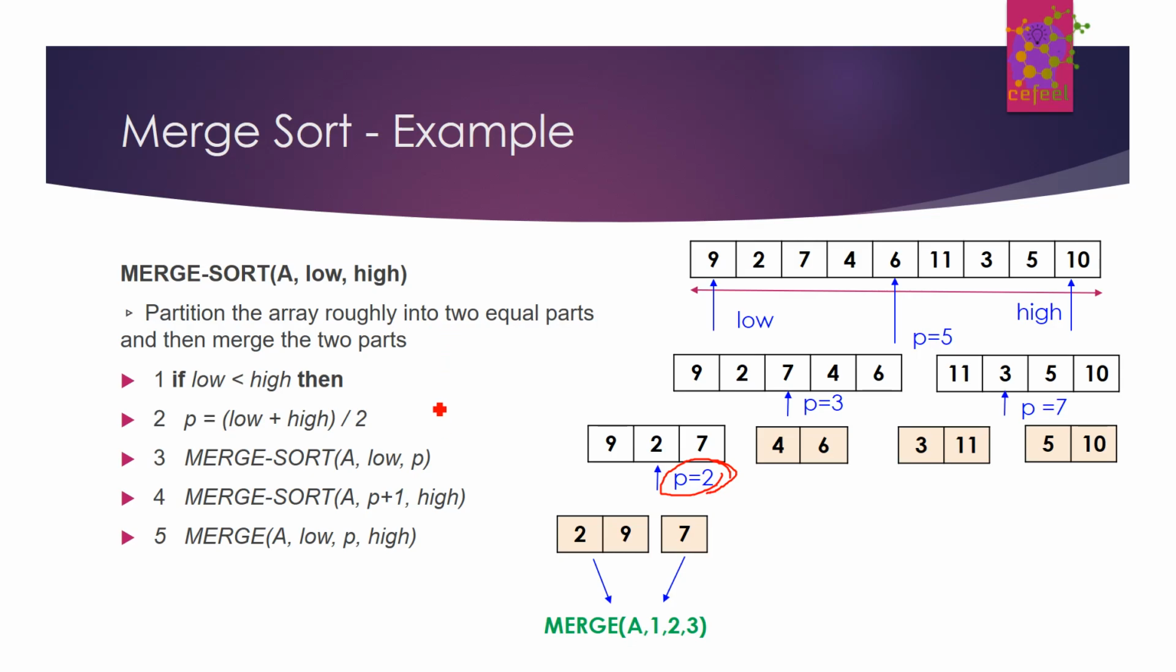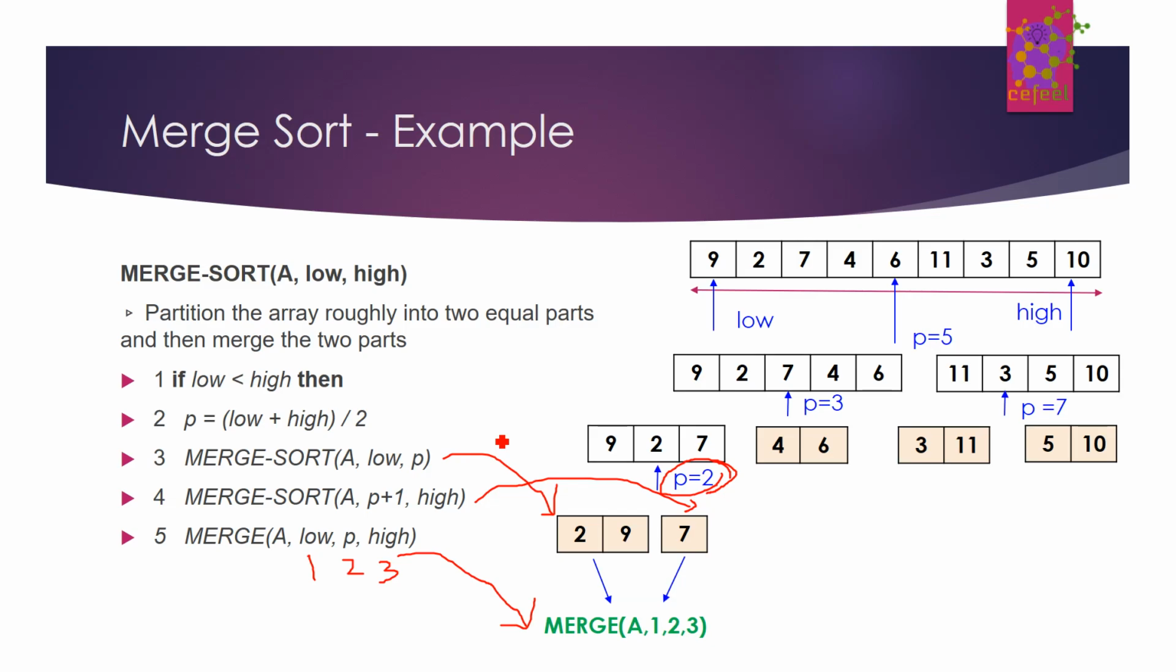Now in this case, where p is 2, what will happen is we have low, high, and p. Which means the first merge sort here will result in 2 and 9, the next merge sort will result in 7, and then the merge of a low high will be triggered, which means merge A123. So with the middle element 3, merge A123 will be triggered in this case. So in this case we have to merge 2 arrays, one of size 2 and the other of size 1.